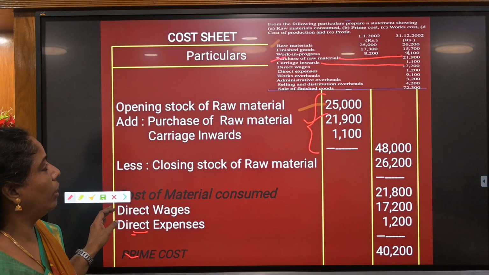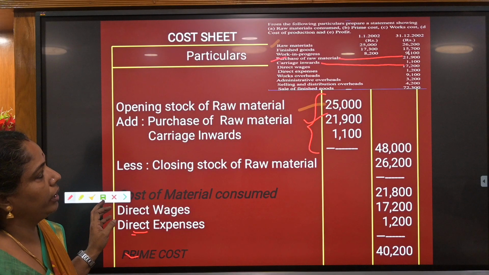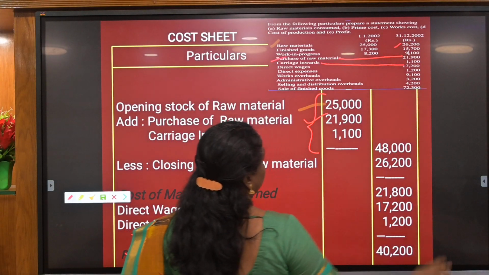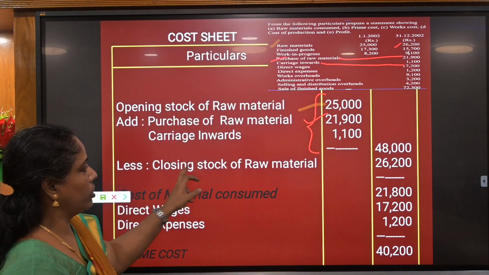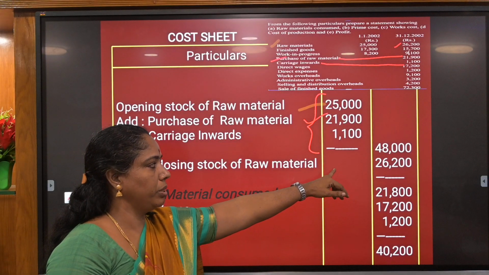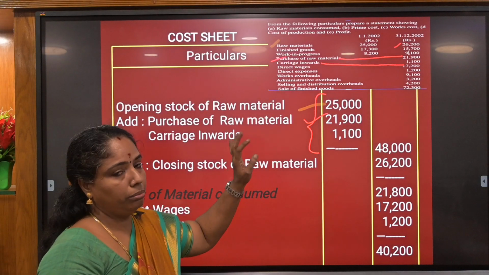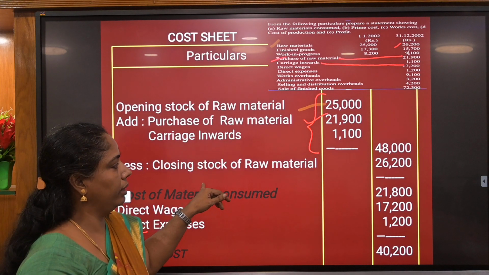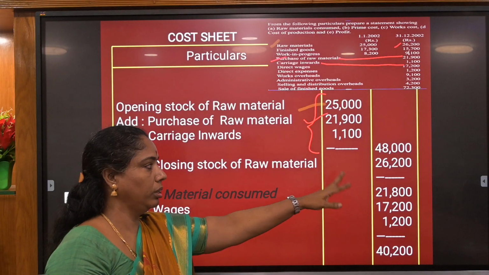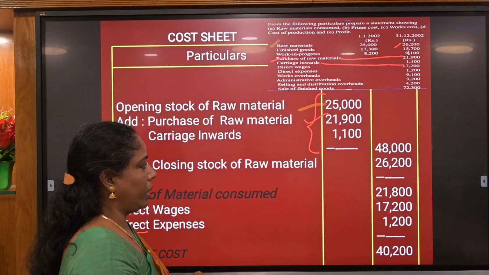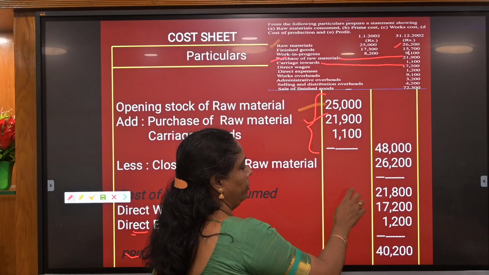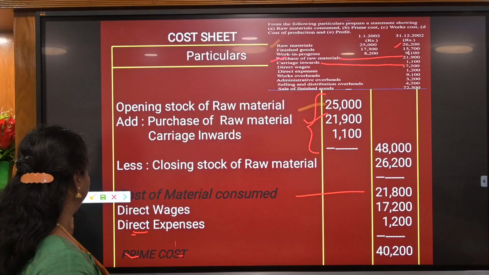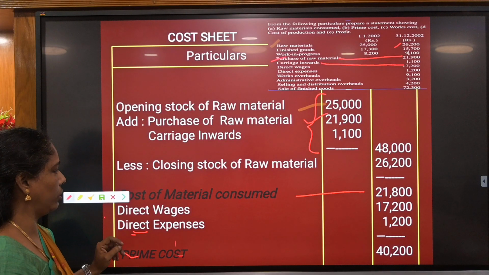From that we have to deduct closing stock of raw materials. In the sum, they gave it as 26,200. Only one piece of information here: if in the sum we find any sale of raw materials sold, we have to add it in the inner column, then we should put it in the outer column. So after deducting from this, we get 21,800, that is cost of material consumed.